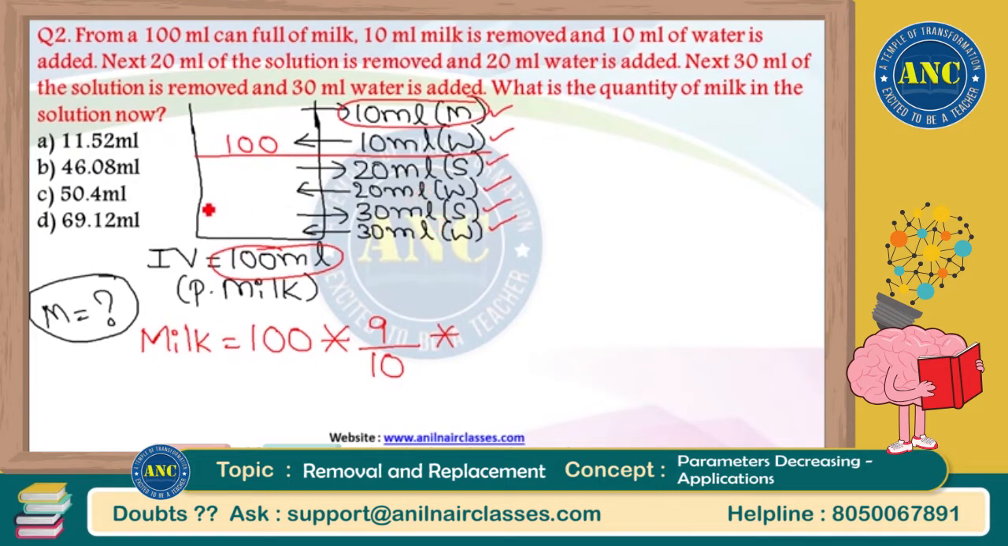Now, same logic once again, sir. Let me use a different color so that you will also identify it easier. Now as of now 100 ml of solution is present. 20 out of 100 is taken out. 20 out of 100 is nothing but 2 by 10. 2 by 10 is taken out. Remaining is 8 by 10.